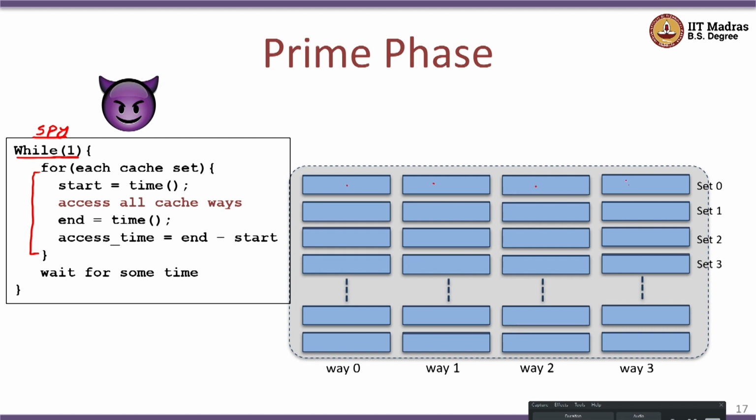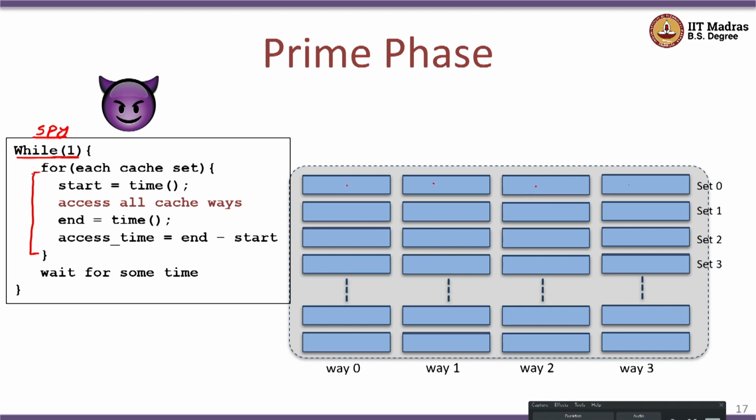So how is this made possible? This is made possible by essentially loading data from specific addresses so that those addresses are mapped to set 0. Also, during each iteration, the spy measures the time taken to access the cache ways, right? The access time for a particular set is given by end minus start, where end is the time when the access completes, and start is the time before it. And this is done continuously for each cache set.